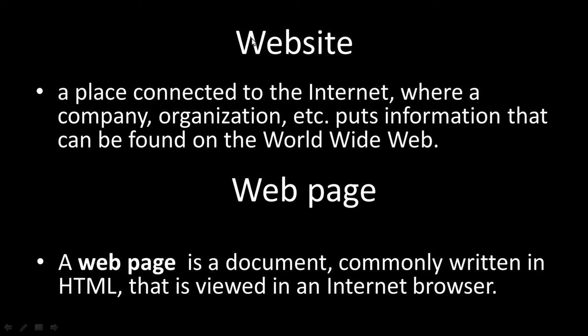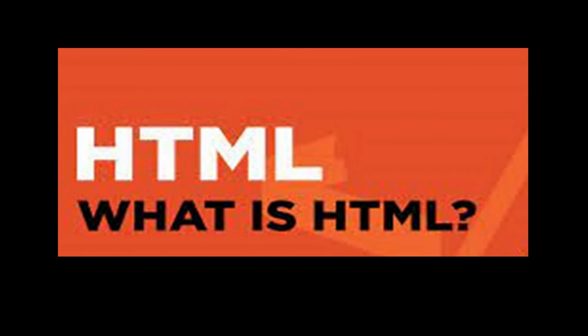And this website consists of different web pages. A web page is a document commonly written in HTML that is viewed in an internet browser. Your website is a collection of web pages. Many web pages together make a website. Okay, so this web page is written in HTML code only. If you want to create web pages, you have to know about this HTML code. So what is this HTML?